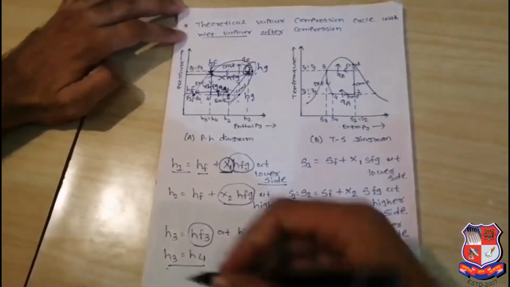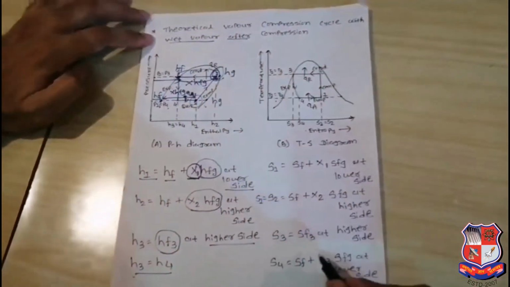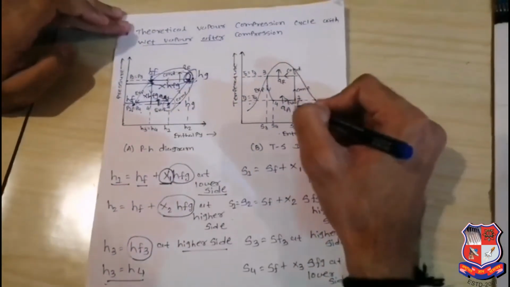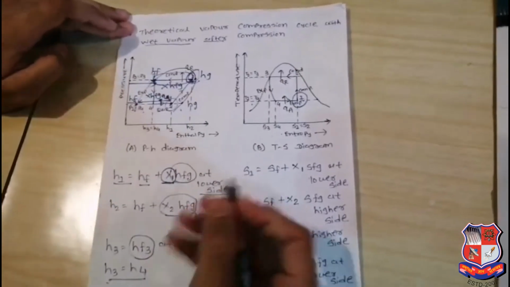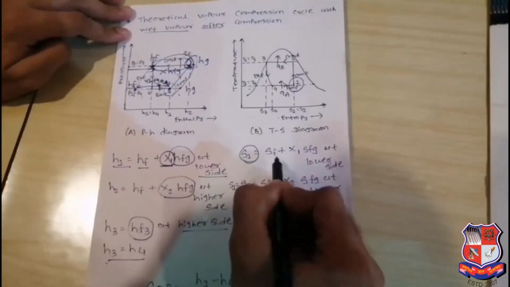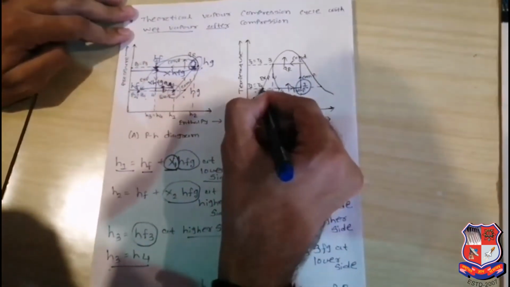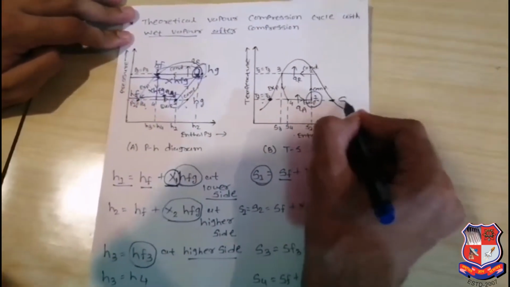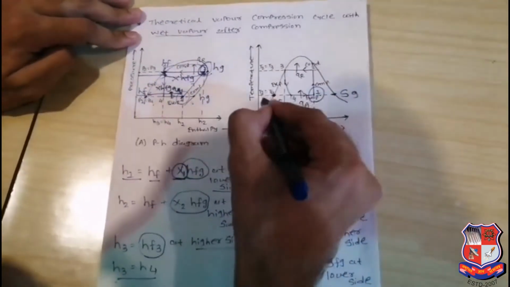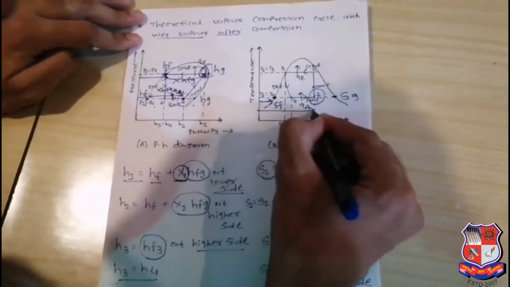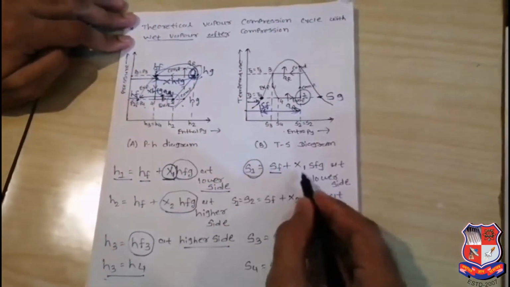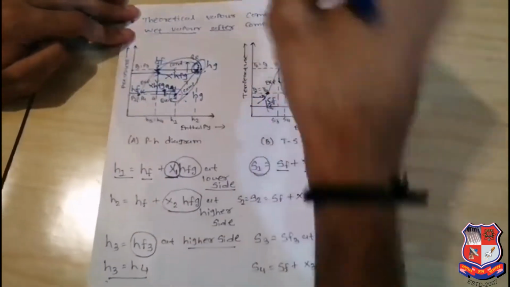Now we are going to the TS diagram, the temperature and entropy diagram. How can we determine S1? Similarly, S1 is equal to SF, the entropy of the liquid, and here SG is the entropy of the vapor. So we can find S1 is equal to SF plus X SFG, and that X SFG will be considered at the lower side. Similarly for the higher side.